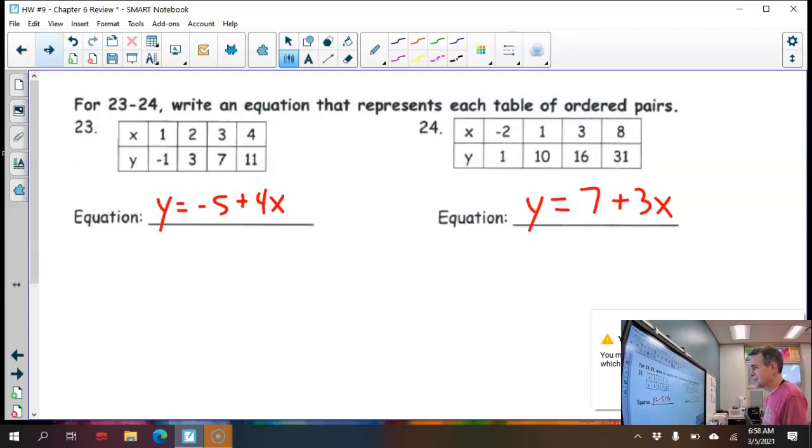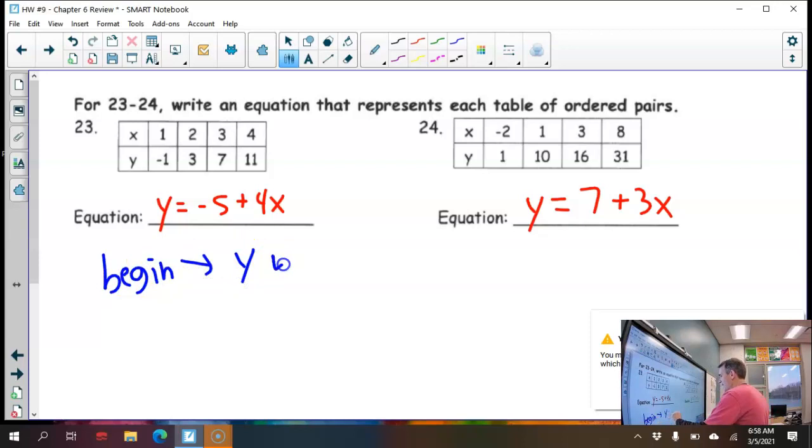Hopefully I'm going to get done here. All right, so to write an equation, again, I need to figure out the beginning amount. The beginning amount is y when x equals 0, and I need to figure out the amount of increase each time.